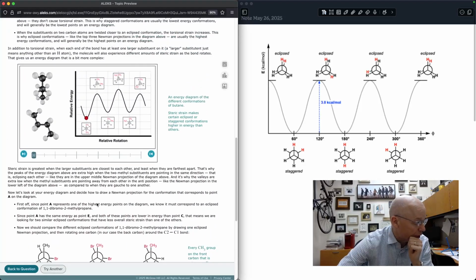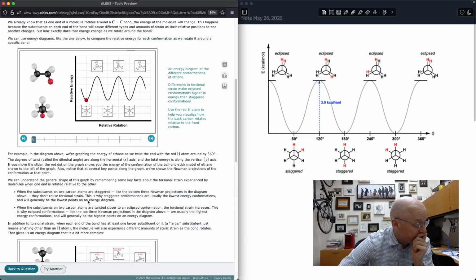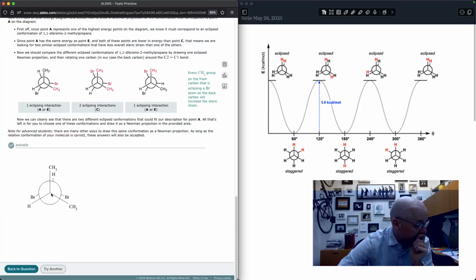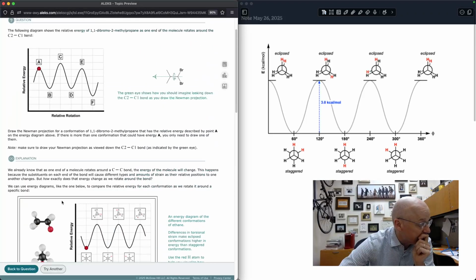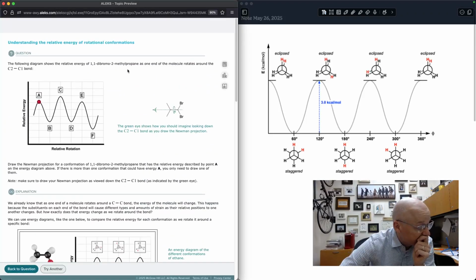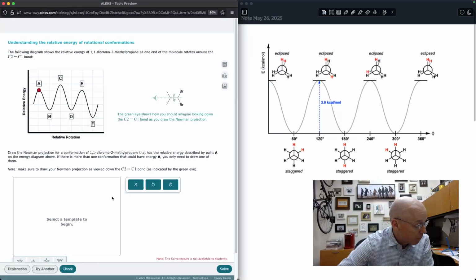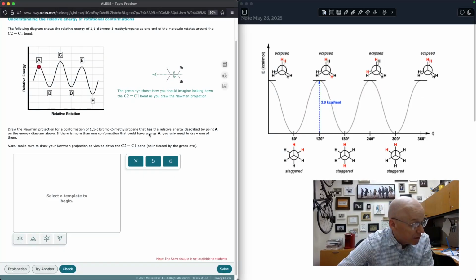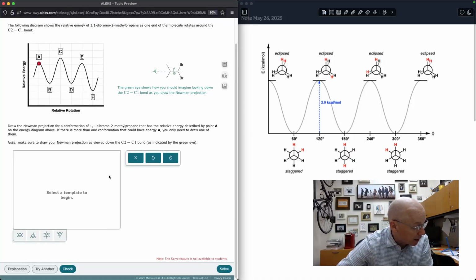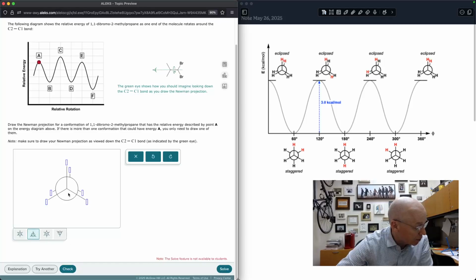Oh, it told me what carbon to write in the front. It looks like I was supposed to put the carbon 2 in the front. Back to the question. Draw the Newman projection. And I'm supposed to be looking from carbon 2. Oh, look at that. Okay, so if I turn this thing around, back to the question. Same one. And I'm supposed to be looking from this direction. Okay, got it. So I can't just draw whichever carbon in front I want.